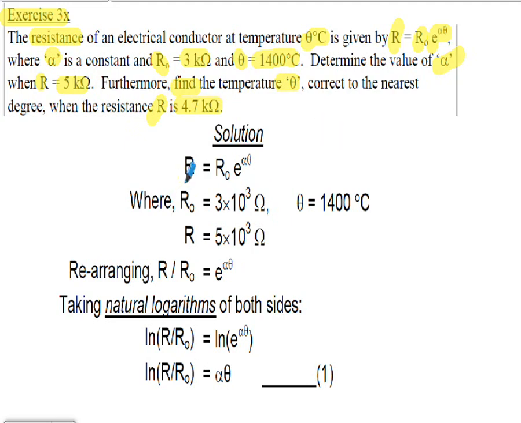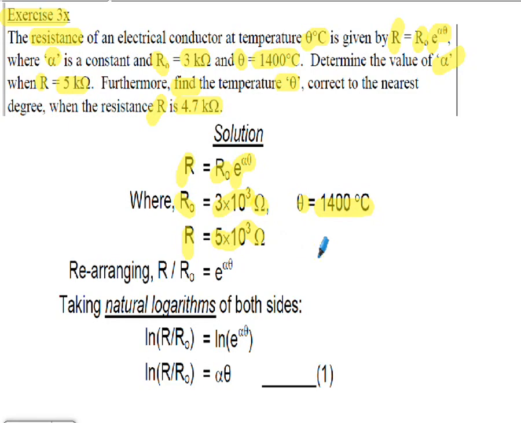So from the question, we're given the formula R is equal to R0 e to the alpha theta, where R0 is 3 times 10 to the 3 ohms, that's 3000 ohms, 3 kiloohms. Theta is equal to 1400 degrees C, and the R for the first part of the question is 5 times 10 to the 3 ohms.